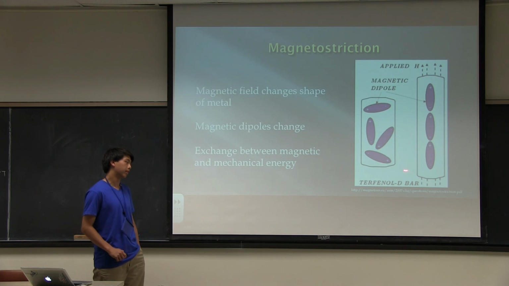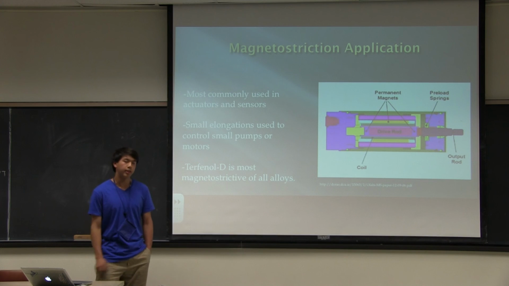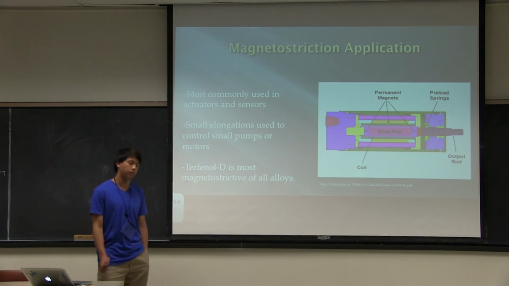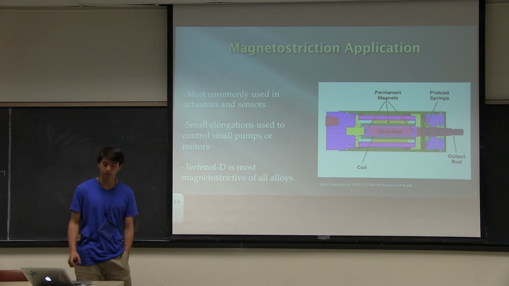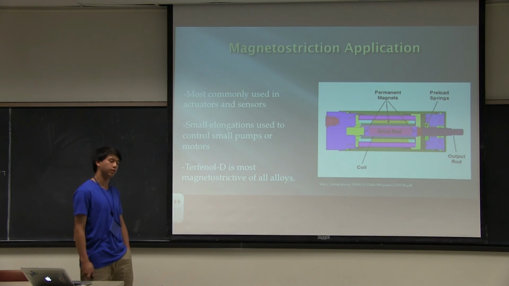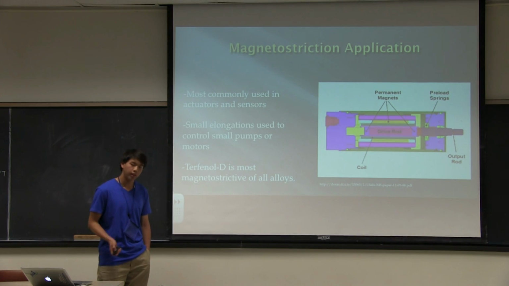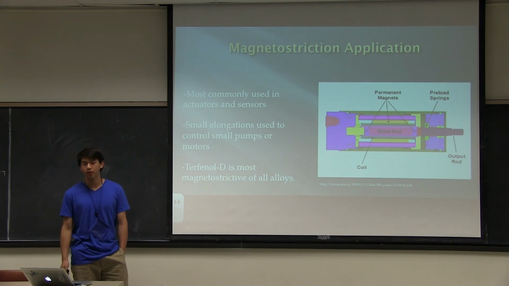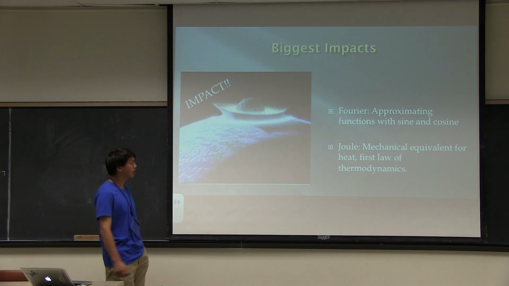So yeah, as you can see, the magnetic dipoles change, and then the metal changes dimensions. So this is most commonly used in sensors and actuators. These small elongations are used to control small pumps or motors in a hydraulic system, whatever. And Terfenol-D is just the most magnetostrictive of all alloys, so it's the easiest to change dimensions. So that's why it's used in application. So here's a simple diagram where you have electric current, and you have a wire. You control the current in the wire, thus controlling the magnetic field, thus controlling how much your metal changes shape.